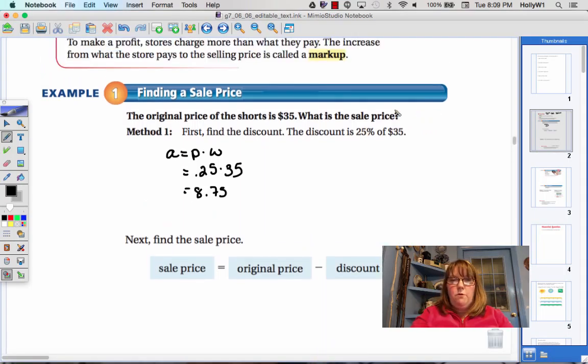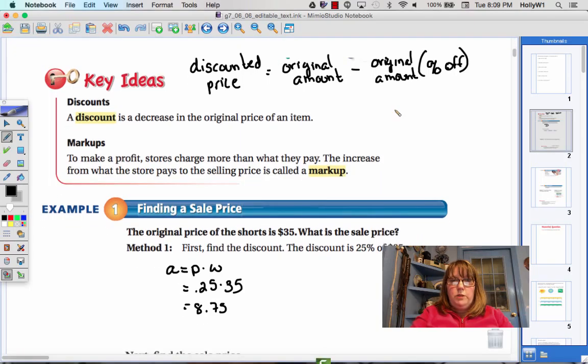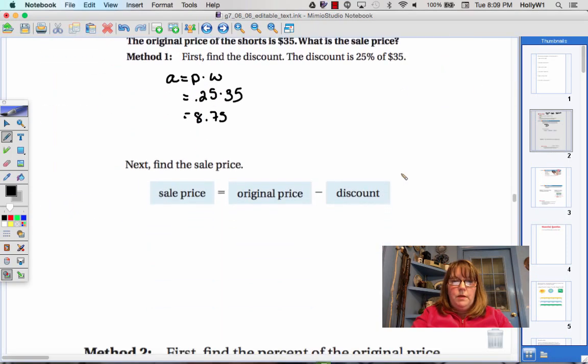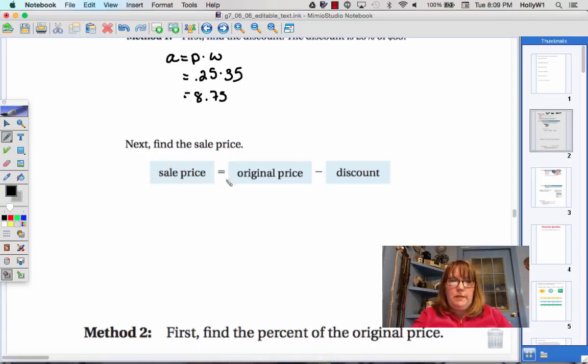Remember, I said that the formula was the original amount minus the original amount times the percent off. So this number right here is actually this number. So we're going to go back down here and say the sales price is equal to the original price, which is $35, minus the discount, which is $8.75, and this is going to give us $26.25.